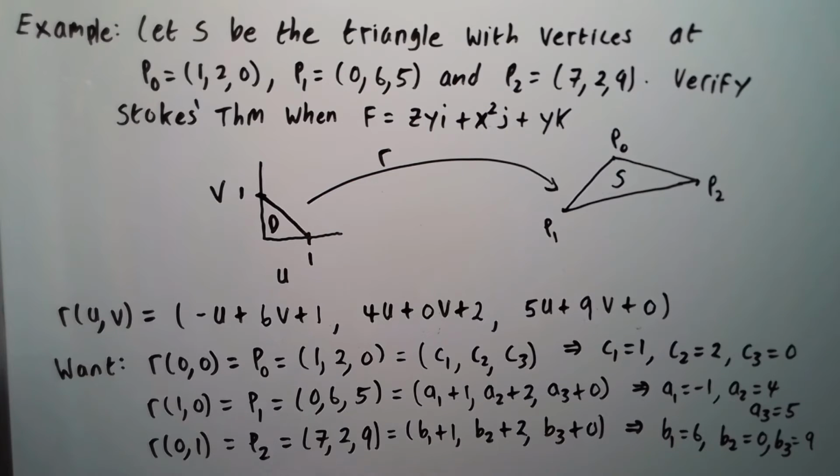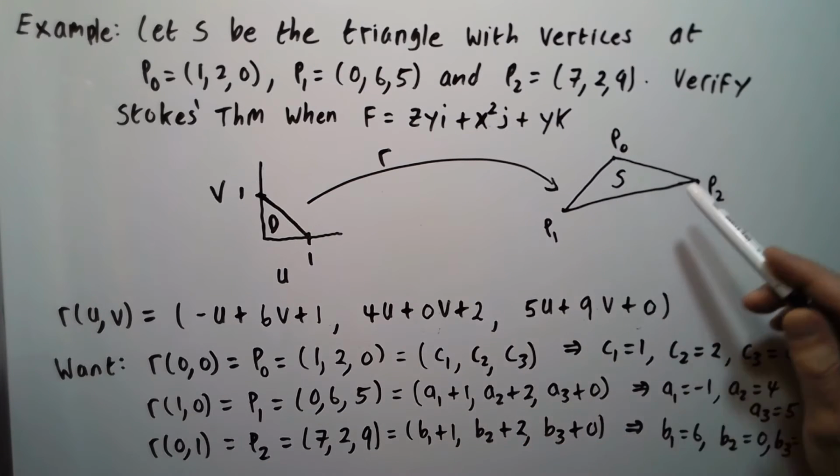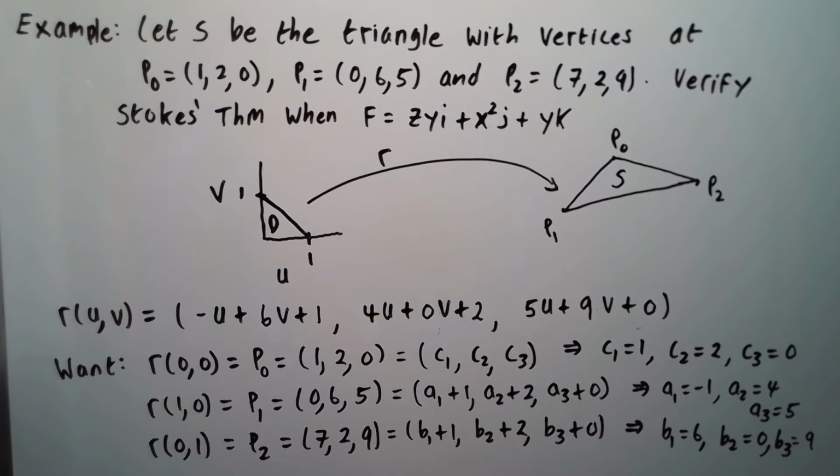Okay, so I replaced the B's up here, so my 6, 0, and 9. So now this is our mapping. So this is our parameterization of our S up here. Okay, so we're going to be using that now. So let me erase some things.